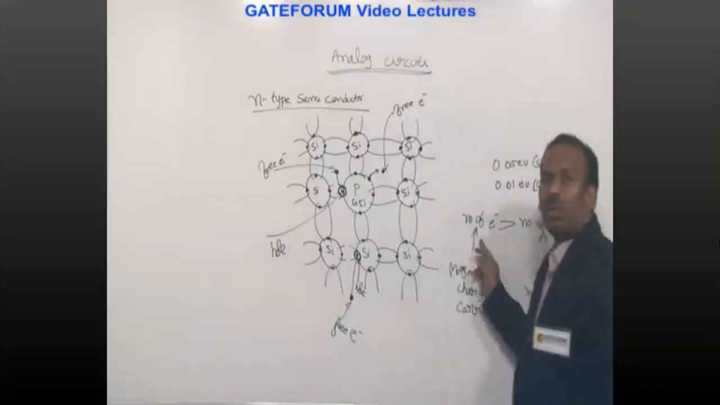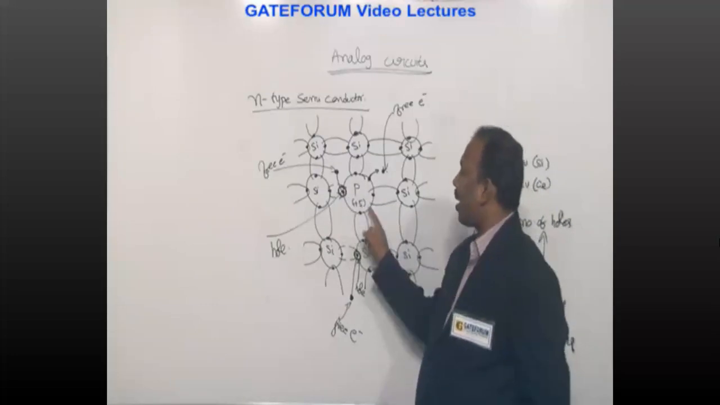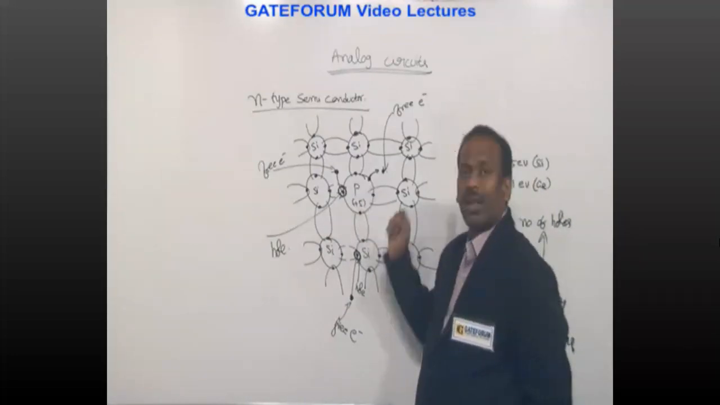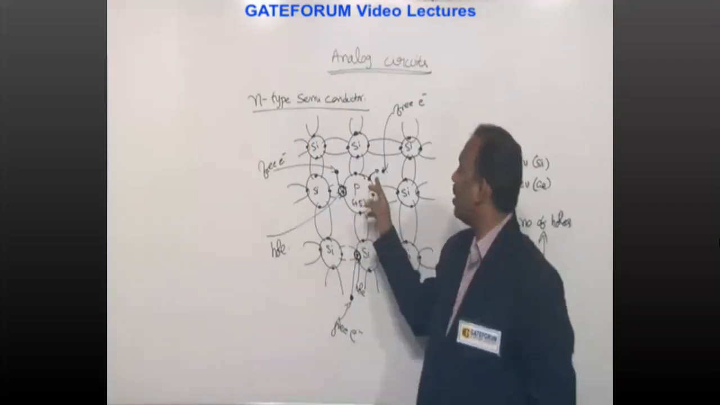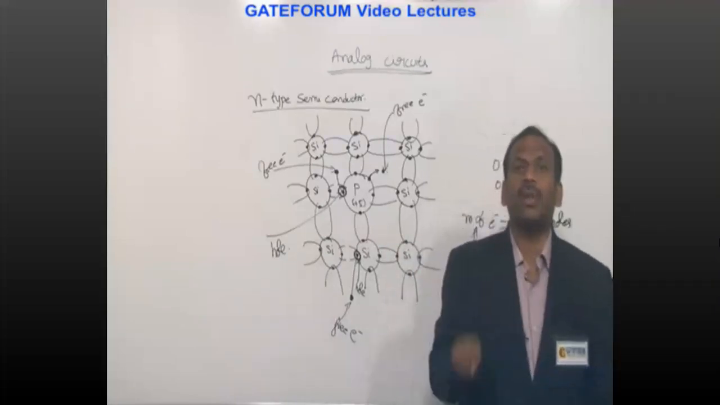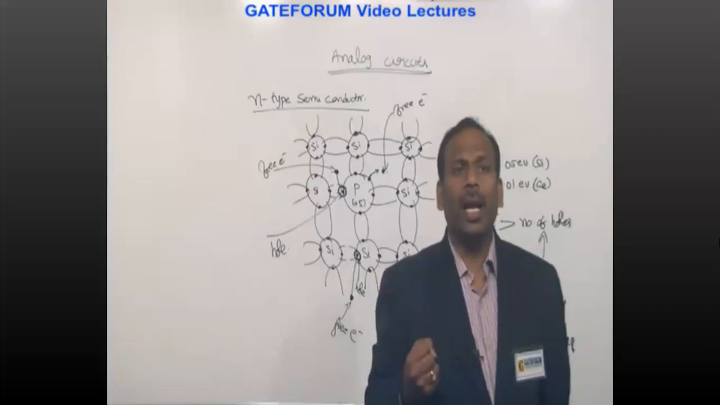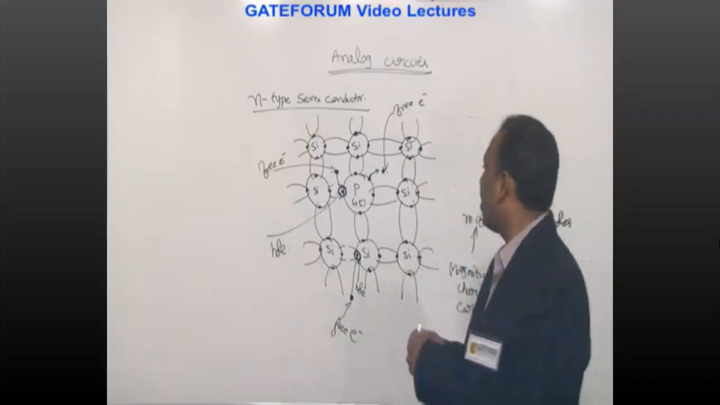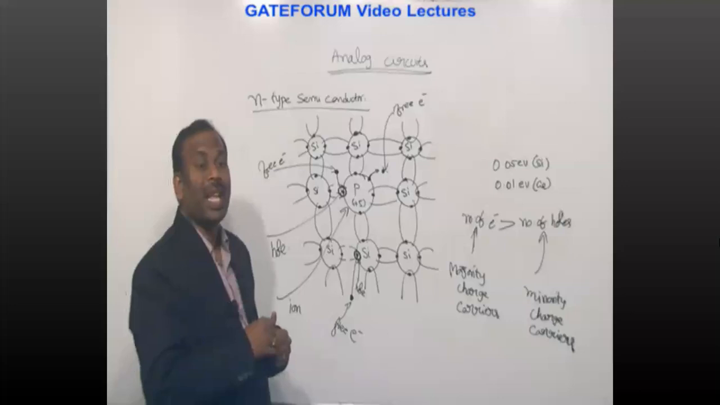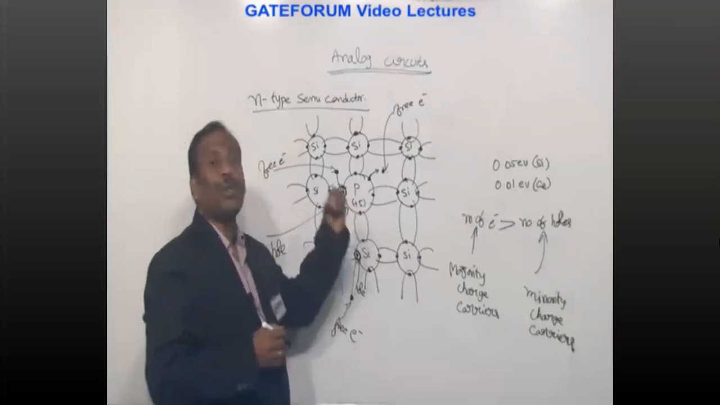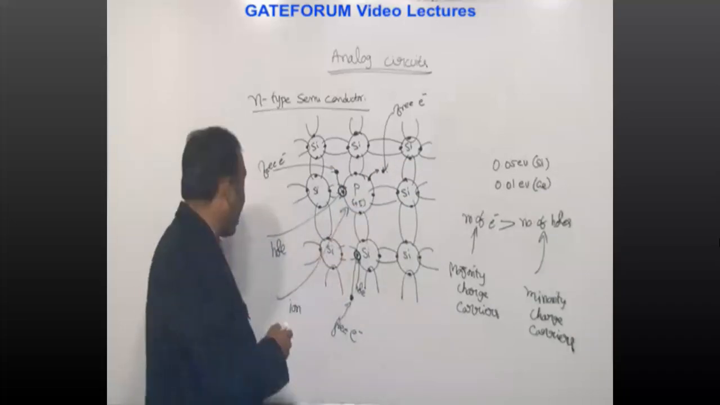See here, the number of electrons is more, which means negative charge is more. But the thing is, this phosphorus atom donated this electron or not? Here the covalent bond broken is different, whereas here, without creating a hole, this electron becomes a free electron. It donated one electron. Donating or accepting one electron makes an atom an ion. Therefore the phosphorus becomes an ion, and since it donated one electron, it becomes a positive ion.